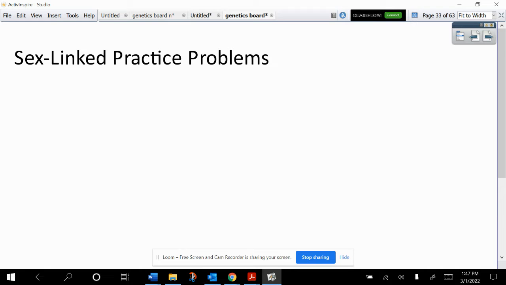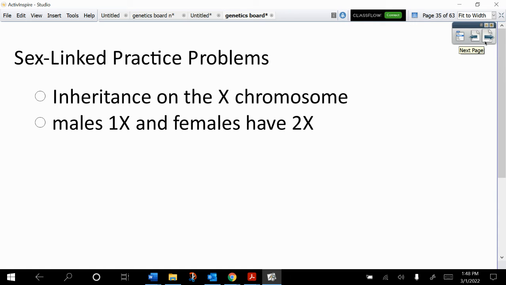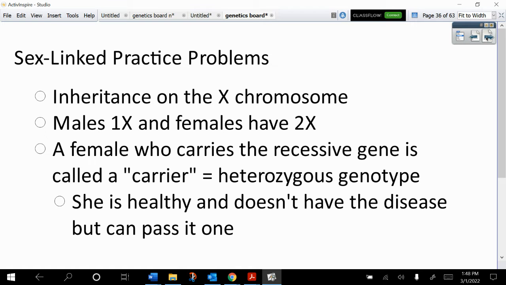Today, let's look at sex-linked inheritance and practice problems that are associated with that. With sex-linked inheritance, we have inheritance that's happening on the X chromosome, and we have males. Remember, they have one X chromosome and one Y, and then females have two X chromosomes. A female who carries the recessive gene is called a carrier.